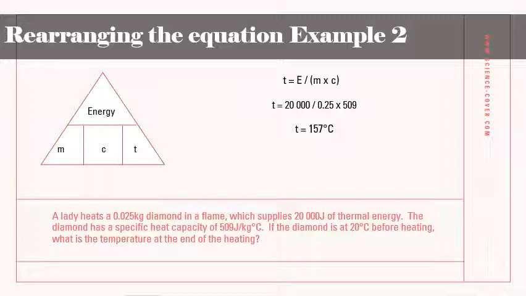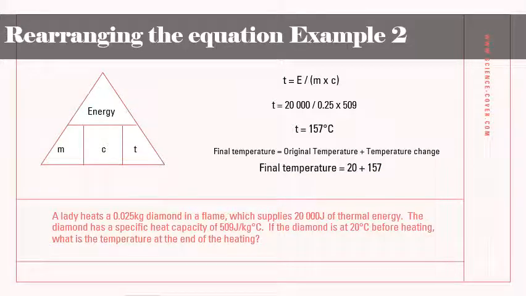Now that's not the final answer because they're asking us what's the temperature at the end of the heating, and this is the temperature change. So to work out the final temperature, we can take the original temperature and then just add on the temperature change. So the original temperature was 20 degrees Celsius. We add on the temperature change of 157, and that gives us a total of 177 degrees Celsius.